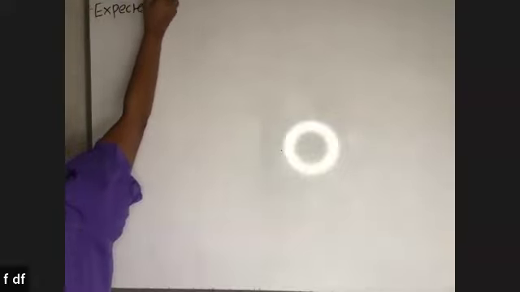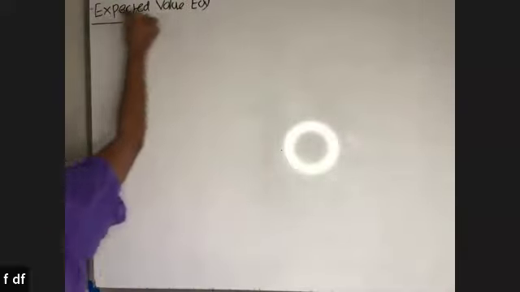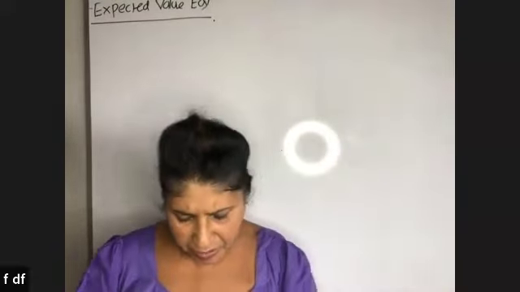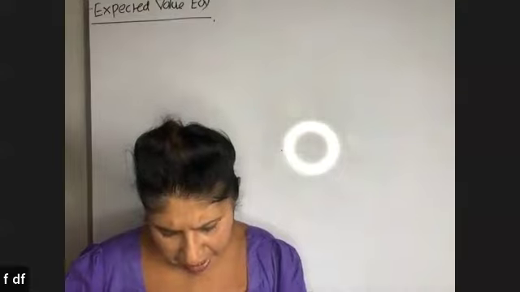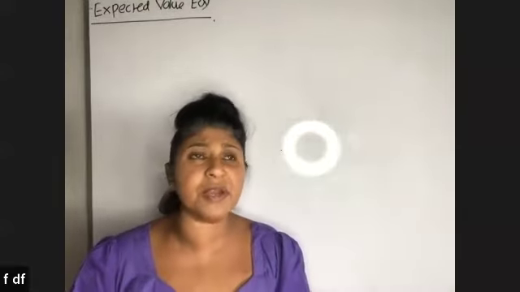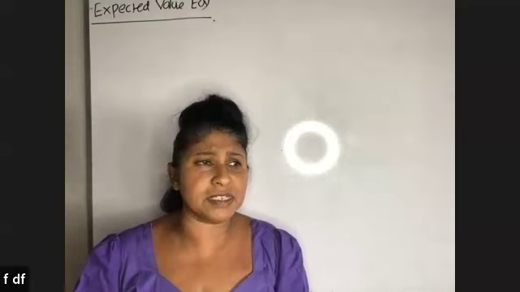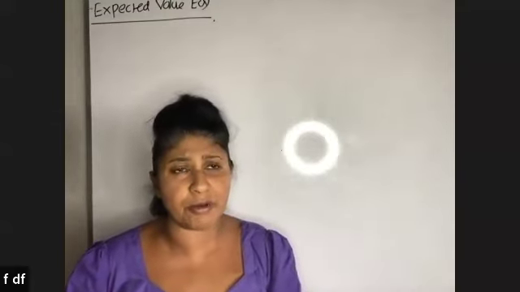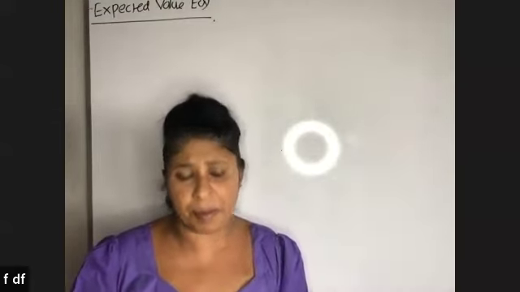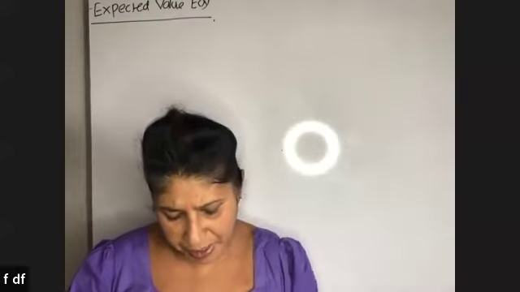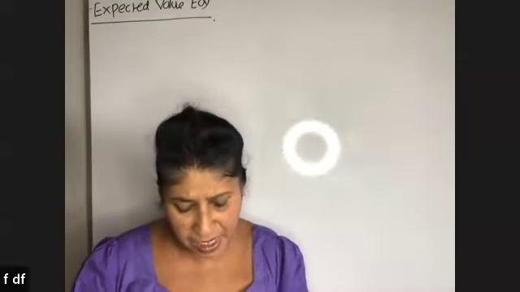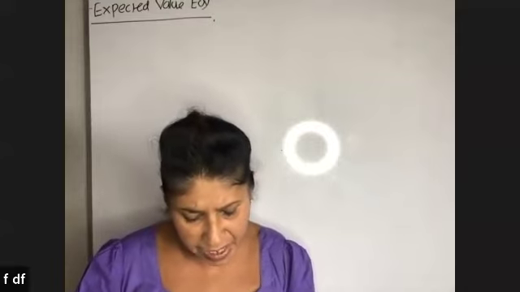Now, first of all, we'll see what an expected value is, which is denoted as EX. So what is the expected value? The expected value of a particular random variable is the expected value of a discrete probability distribution. The formula I'm going to give you is based on discrete probability distributions.